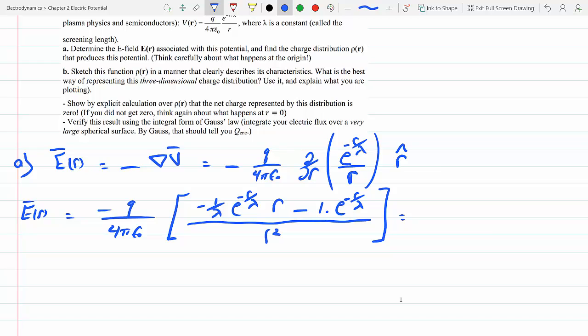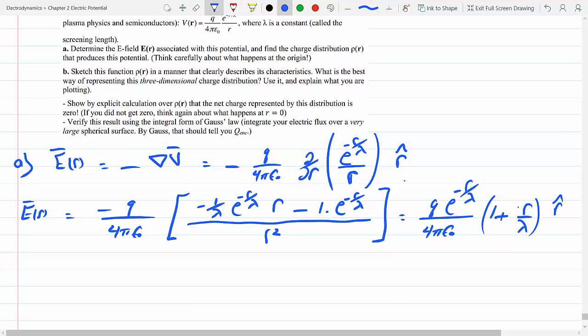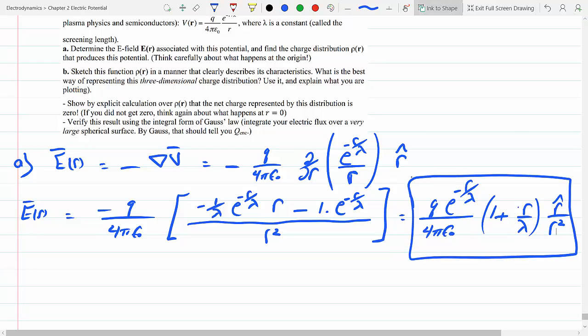So if I pull out, they're all negative, so this is going to be Q e to the minus r over lambda over 4 pi epsilon, and I'm left here with 1 plus r over lambda, and this is r hat over r squared. I pulled out r squared from this, so this here is my electric field, E of r.